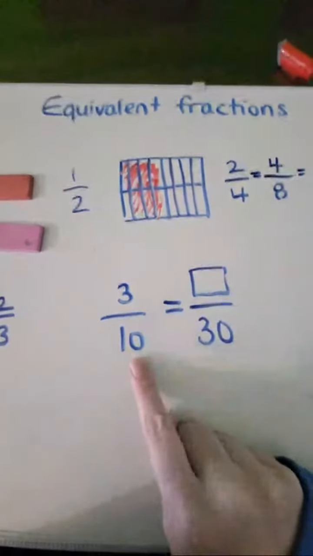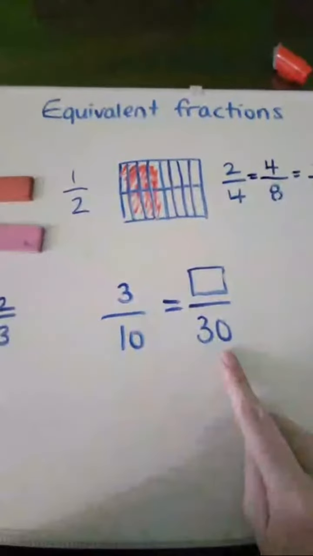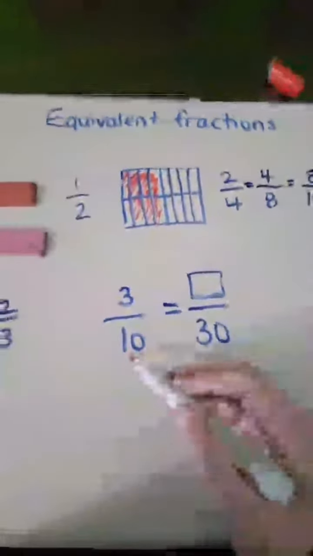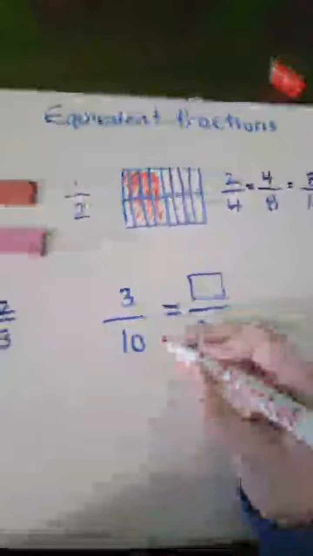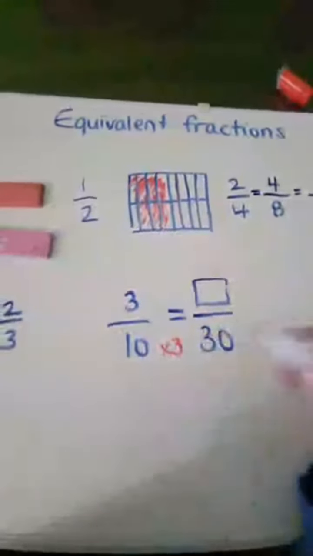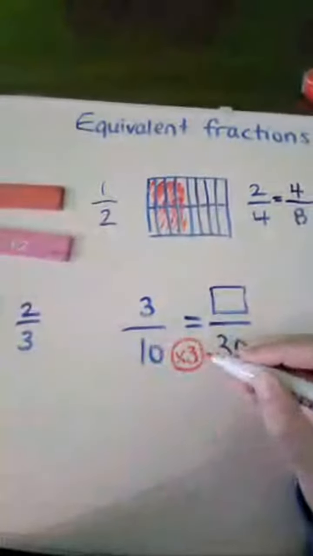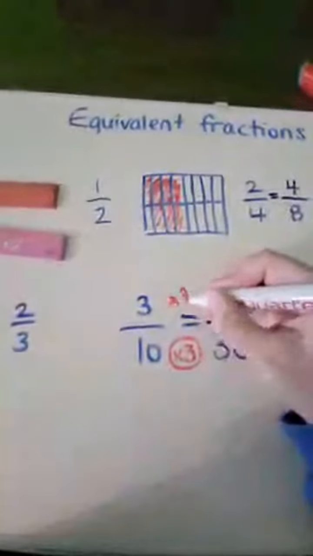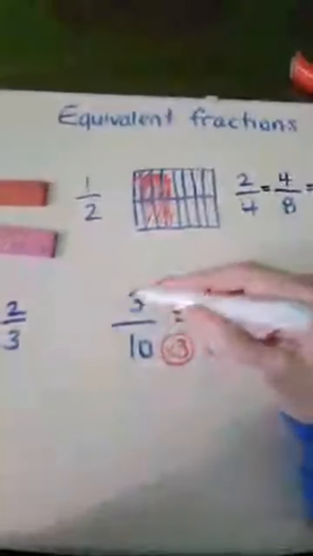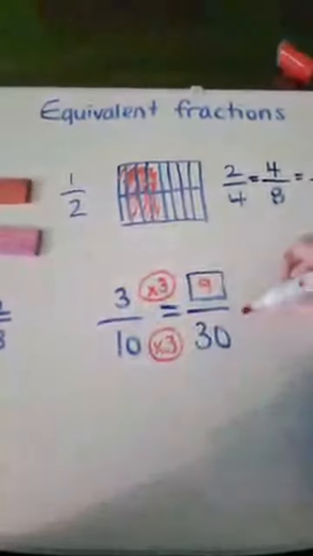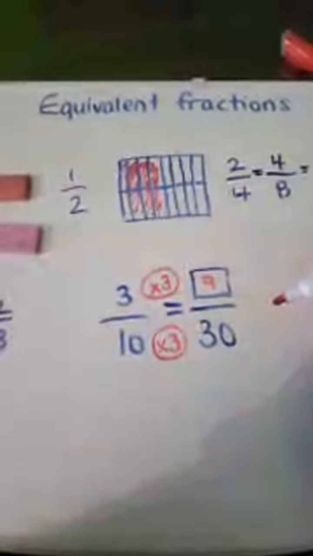So what do I have to do to 10 to get 30? 10 times something is 30. Yeah, 10 times 3. And this is going to help me because now I know whatever I'm doing to the bottom, I have to do to the top. So 10 times 3 is 30. This has to be times 3 as well. 3 times 3 is 9. Beautiful. There's our missing number.